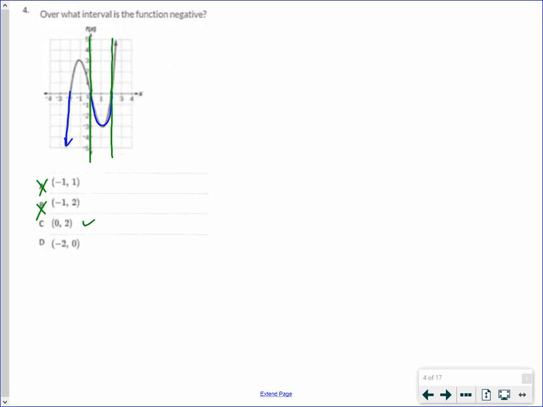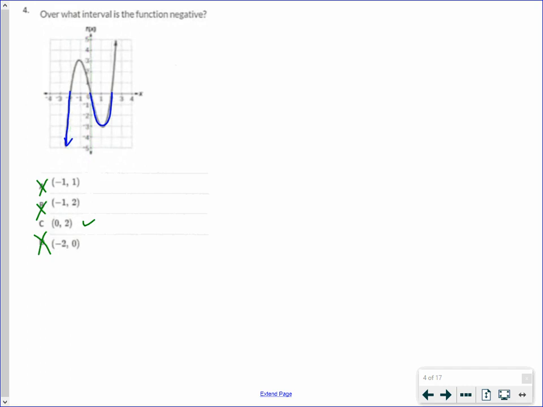Let's go ahead and look at D as well. For D, we want that interval of -2 to 0 to be in blue or below the x-axis. From -2 to 0 will be between these two green lines. And it looks like everything in between those green lines is actually positive. It's above the x-axis. So D is the exact opposite of what we want. So our answer choice is C.